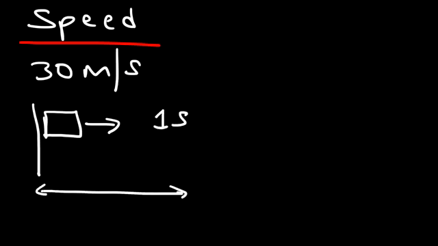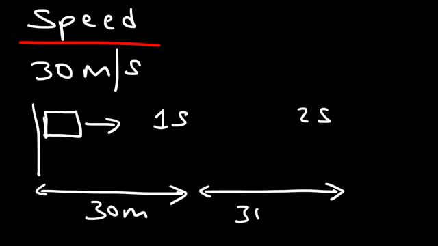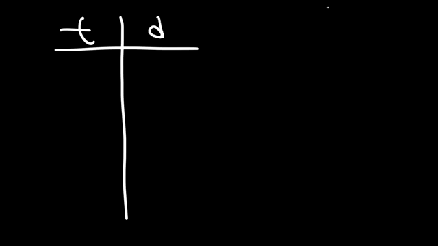So let's say this is the starting line, and I'm going to use a box to represent a car. And the car is moving in this direction with a speed of 30 meters per second. One second later, the car will have traveled a total distance of 30 meters. Two seconds later, it's going to travel another 30 meters, for a total distance of 60 meters. So we can make a table. Let's put T for time, D for distance.